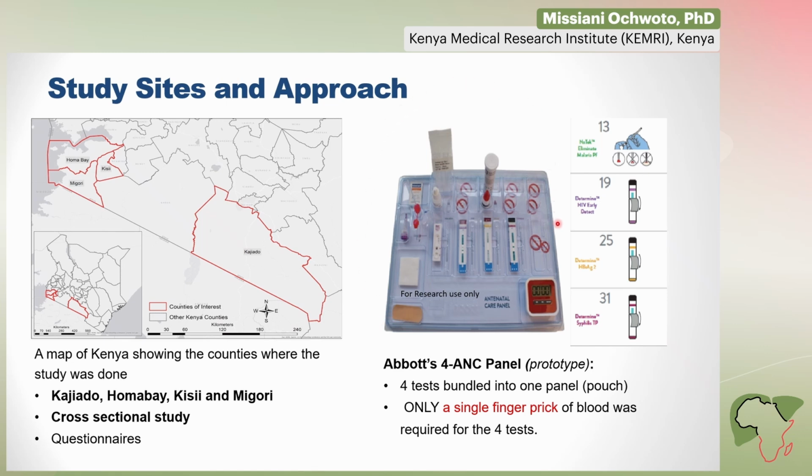This is the panel I'm talking about. It has four tests, that is malaria, Determine for HIV, a hepatitis B surface antigen test, and a syphilis test. All these were in one pouch, provided in this tray, and we used only one finger prick to do all those tests. That means here we had only one drop, another drop here, and another drop here. We waited for 15 minutes, read the results, and gave them to the mothers.